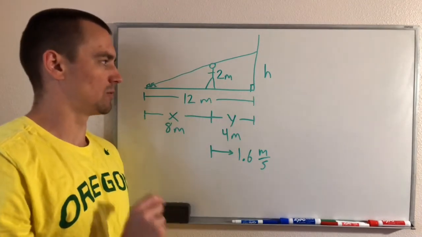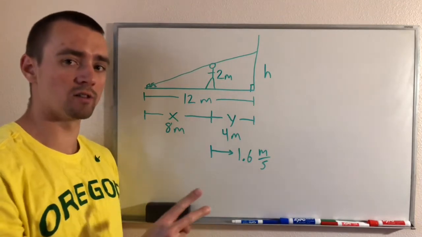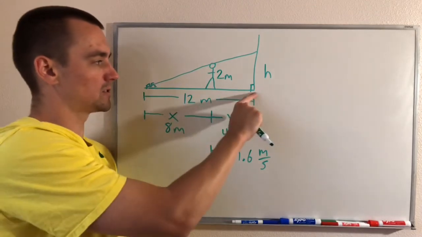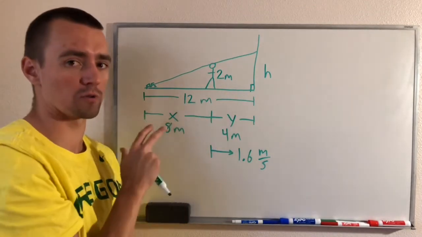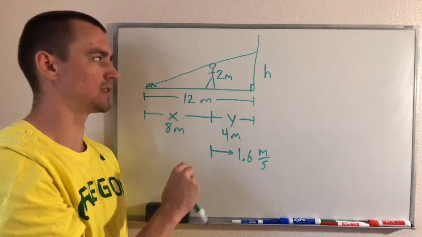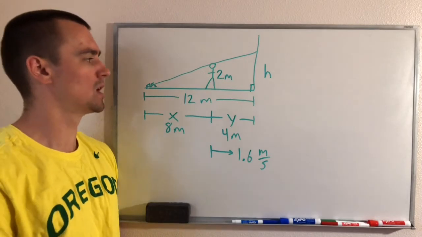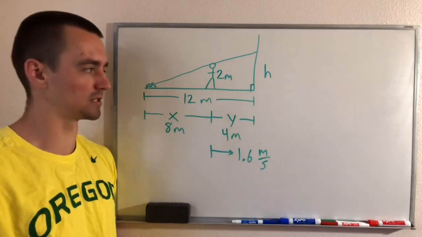There's a few things that I've labeled here. First of all, the only two things that are constant throughout this problem are the distance from the spotlight to the wall, which is always going to be 12 meters because the spotlight and the wall are both not moving, and the height of the man, which is going to stay 2 meters the whole time. So these are the only two side lengths within this triangle that are constant.